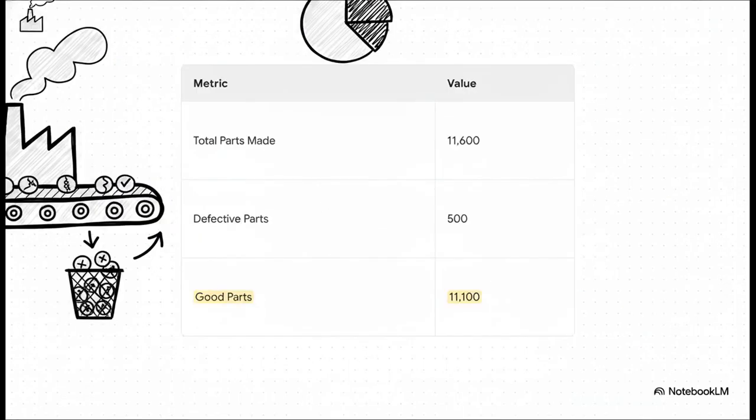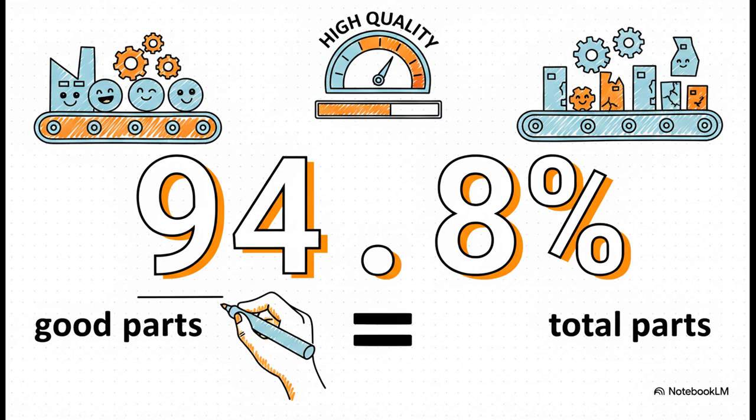And finally, we've got to look at quality. Of all the parts it made, all 11,600 of them, it turns out 500 had defects and had to be scrapped. That leaves us with 11,100 good, shippable parts. So dividing our good parts by the total parts made gives us our quality score: 94.8%.